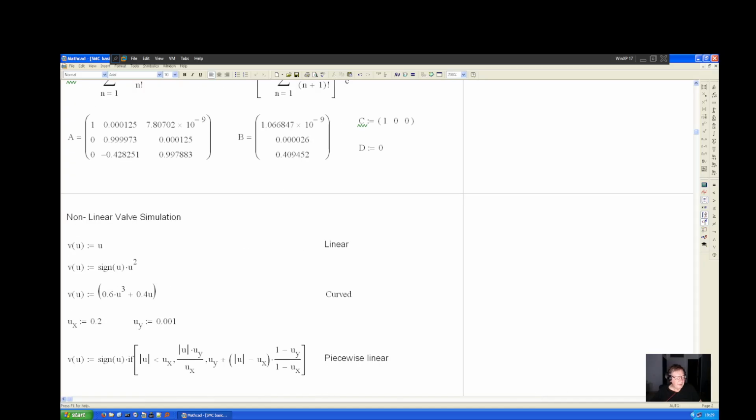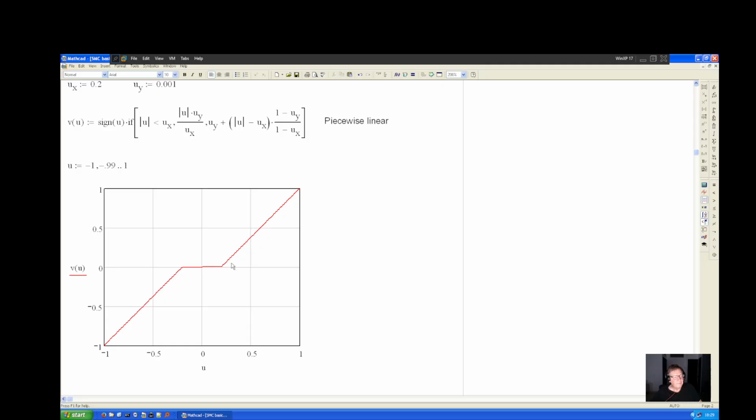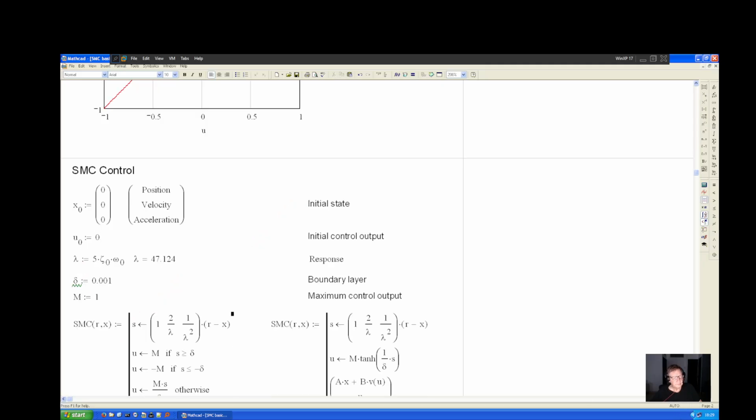So now I have the same valves as before. I got the nonlinear valve. And now instead of having just a position and velocity, I got a position, velocity, and acceleration. And I've got this lambda, which is my response. Again, the two things you have to adjust is the response and this boundary layer or switching layer, and this maximum output, which is always 100%. So 1 is 100%.